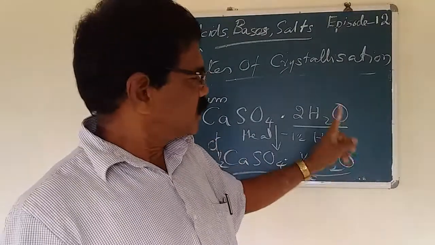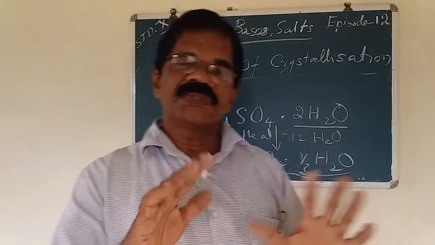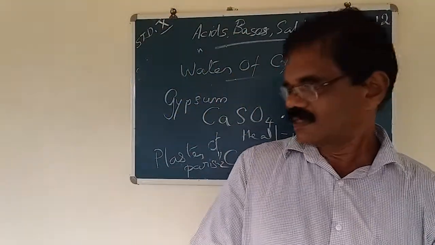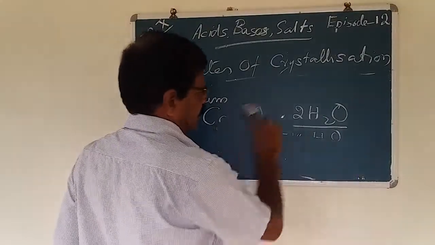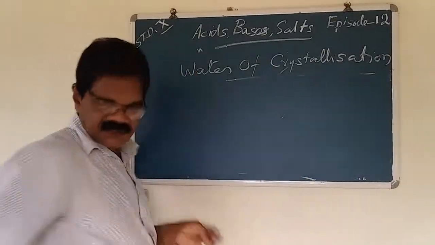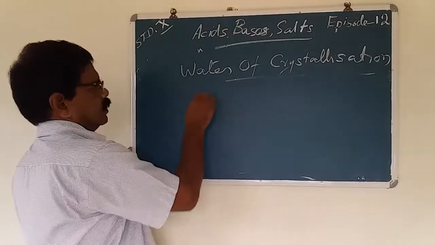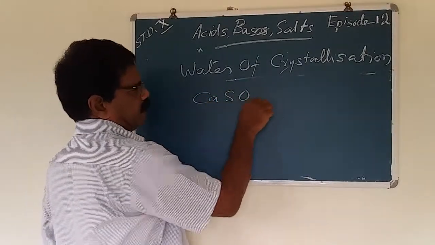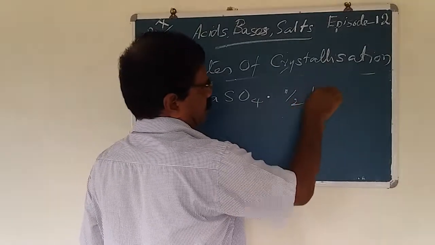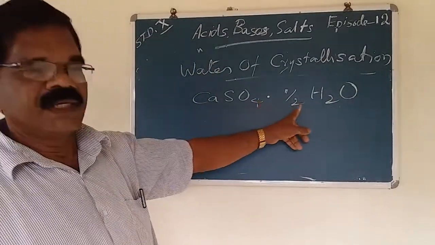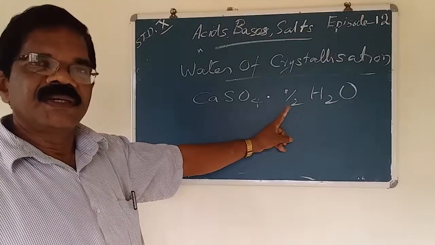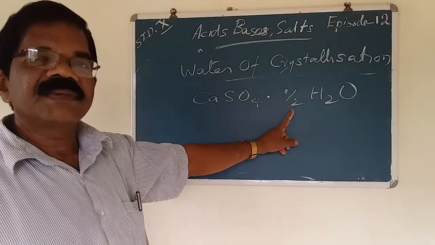Then, what is it used for? Why is it used for plastering bones? I said that it is used for plastering bones. CaSO4·½H2O, this is plaster of Paris. It is used for plastering fractured bones.